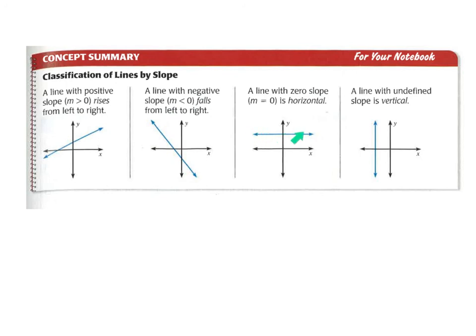With a horizontal line, just like we talked about in example C, the slope will always be 0. And when we have a vertical line, the slope will always be undefined, right? The run is 0, and we can't divide by 0, so it will be an undefined slope.